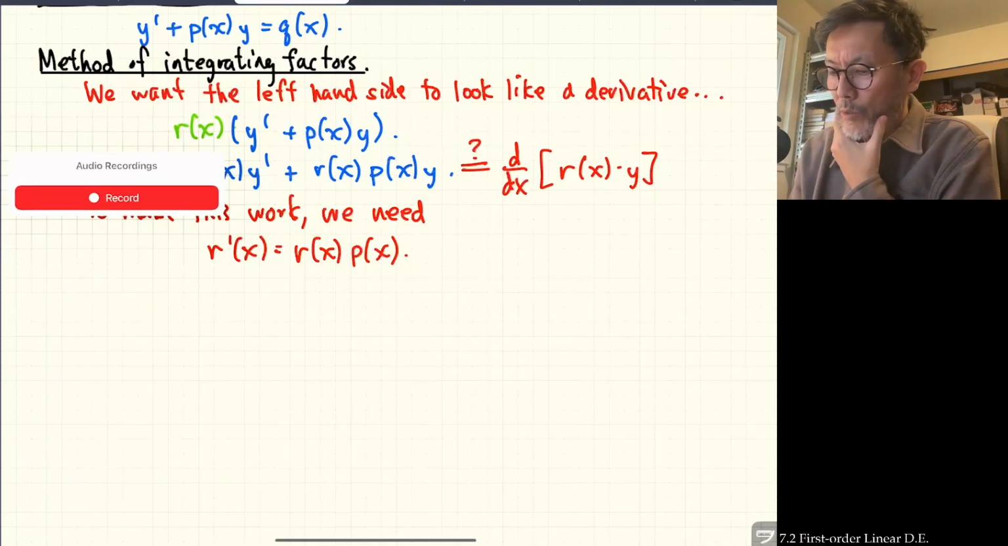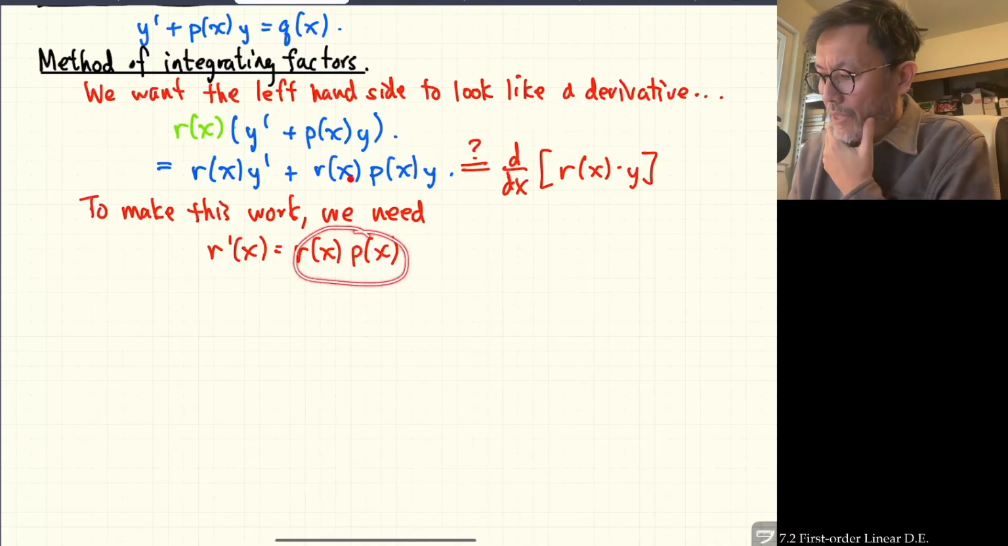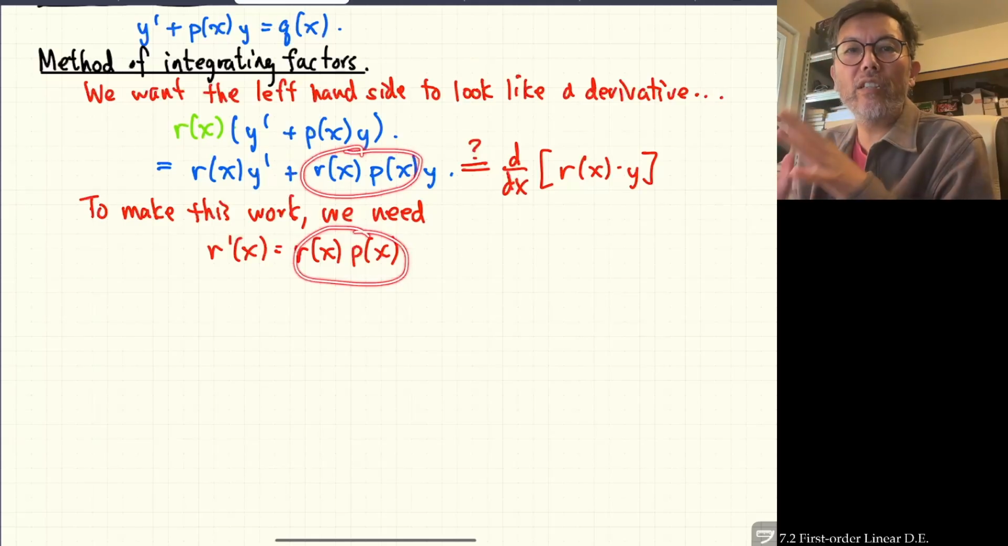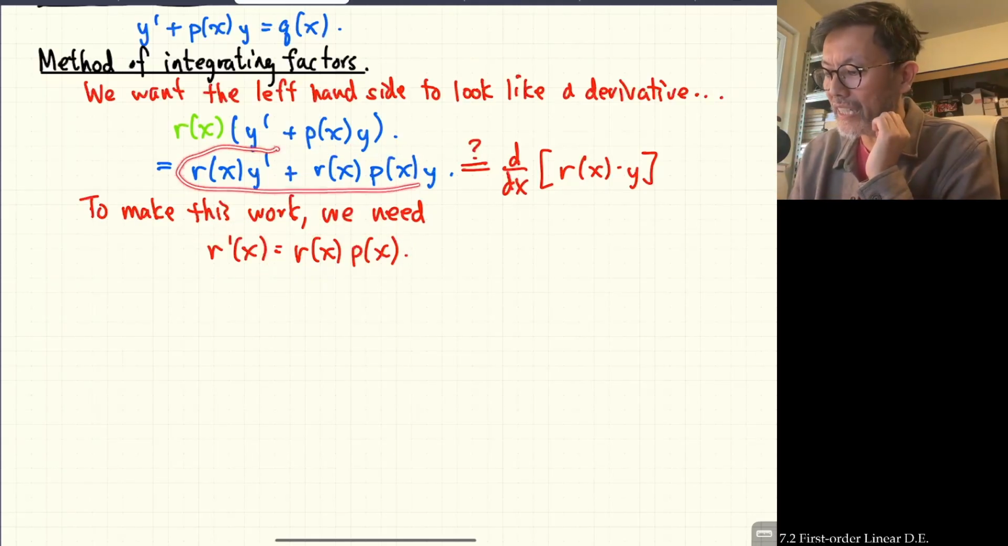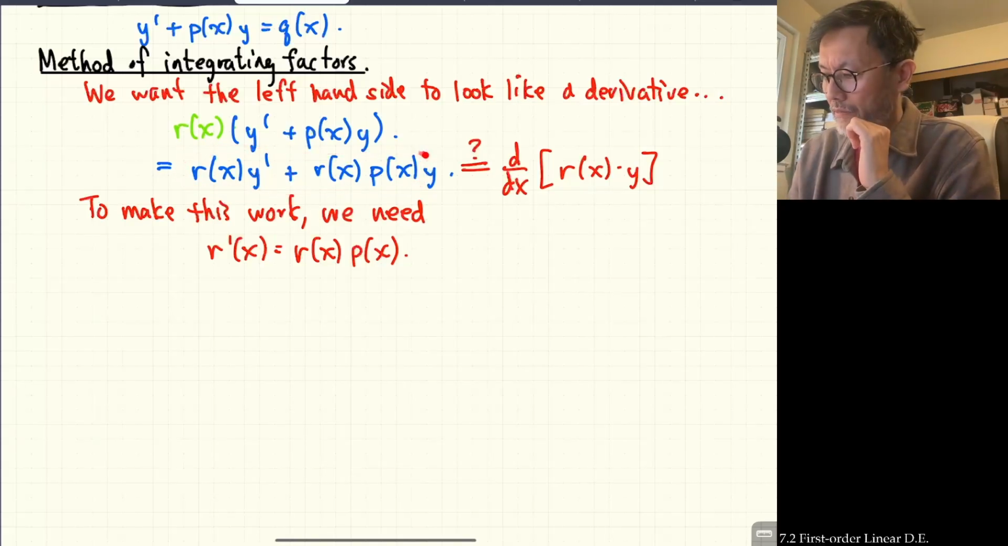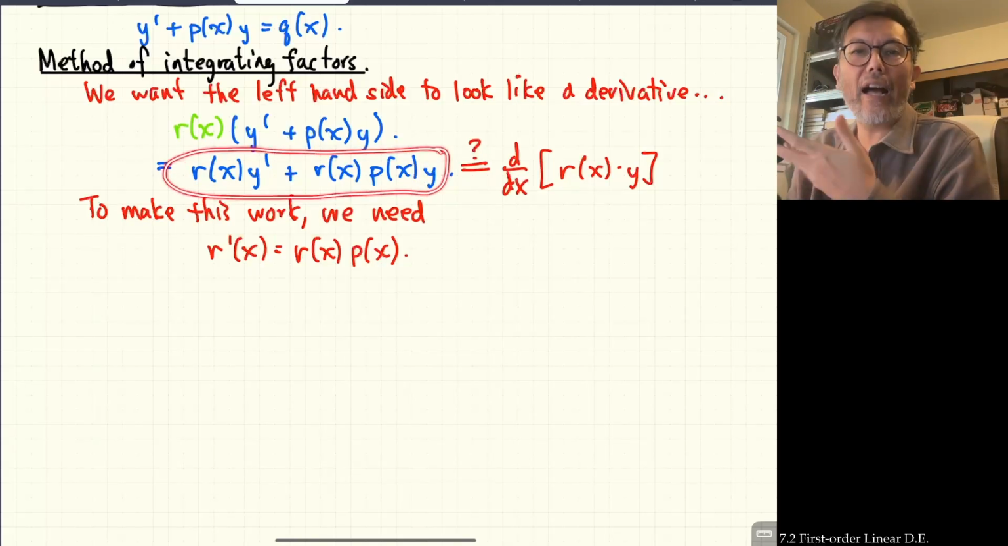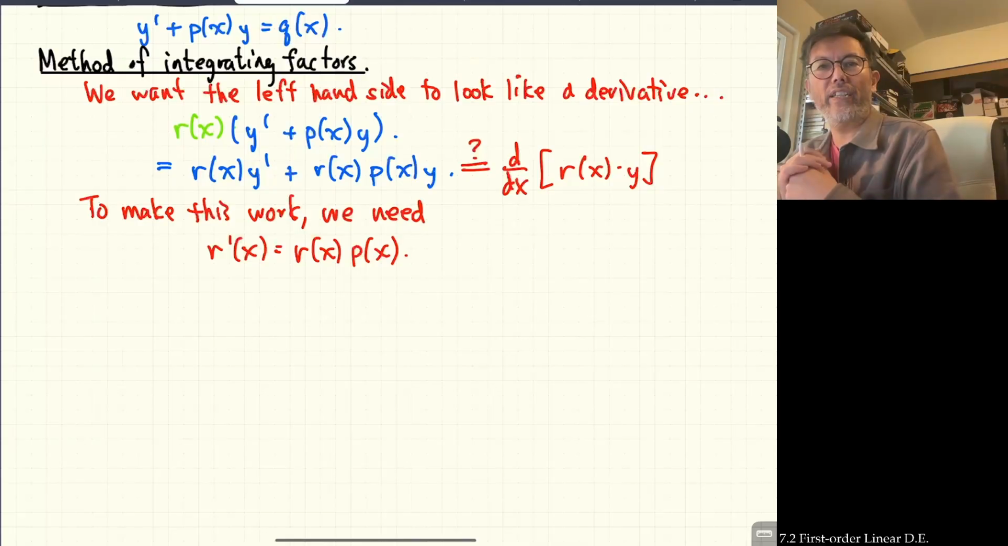We need this, and wouldn't it be nice if we had this? Just imagine that we had r(x) times p(x), this thing right here, and that it was r prime of x. Then this whole thing here would look exactly like the product rule applied to r(x) times y.